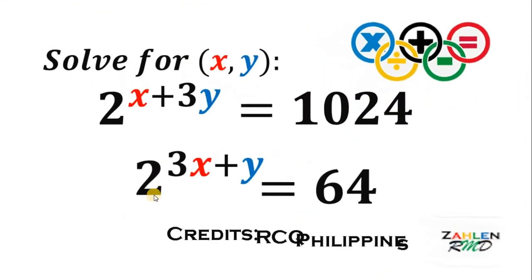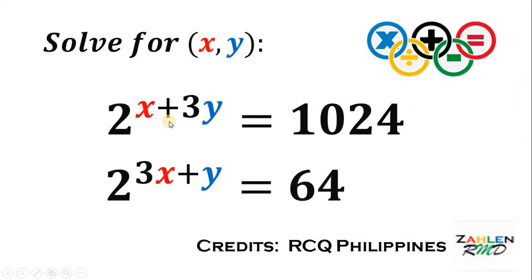Now given the following equations, 2^(x+3y) = 1024 and 2^(3x+y) = 64, our goal is to solve for the value of x, y.